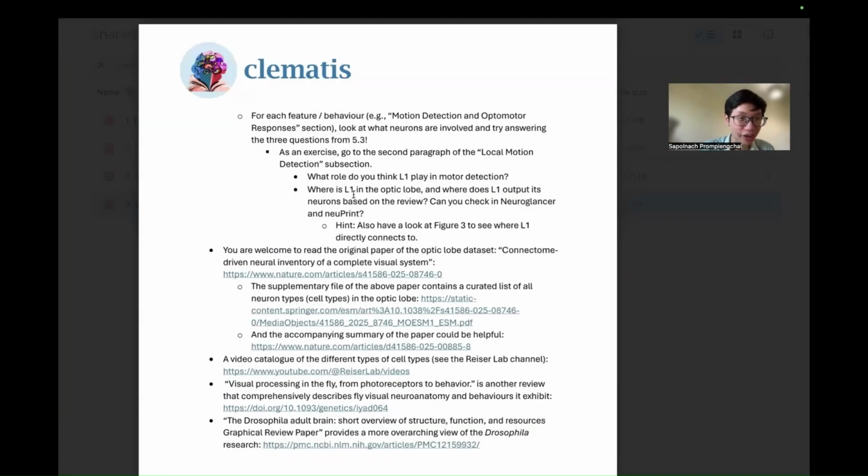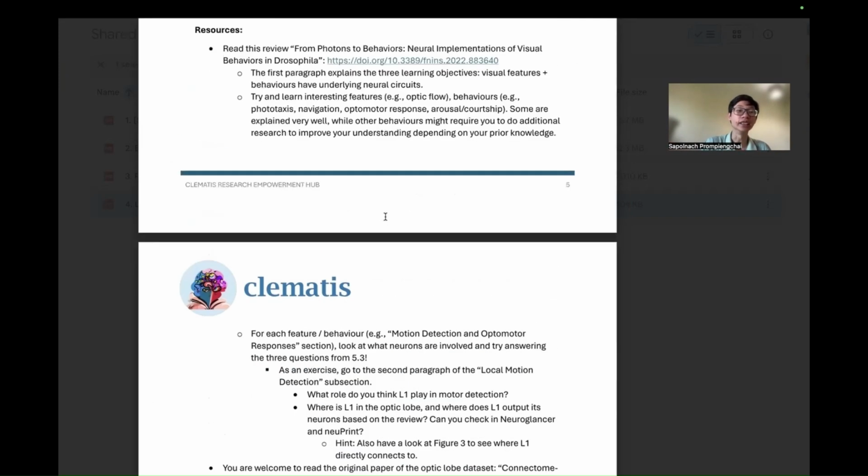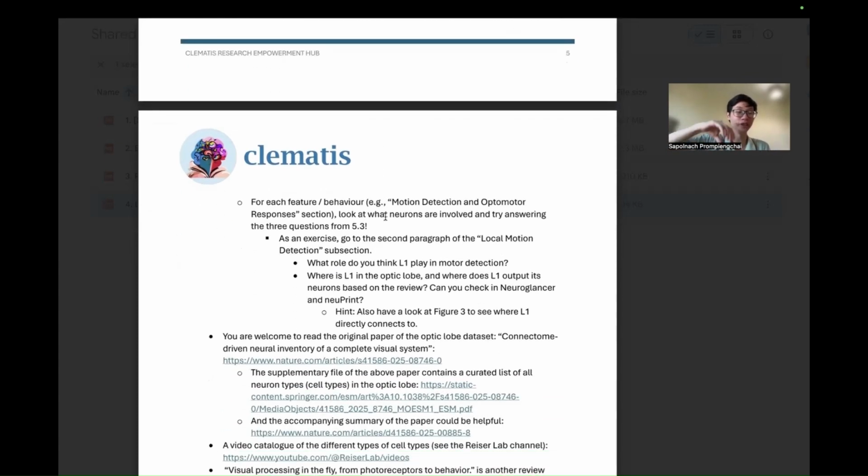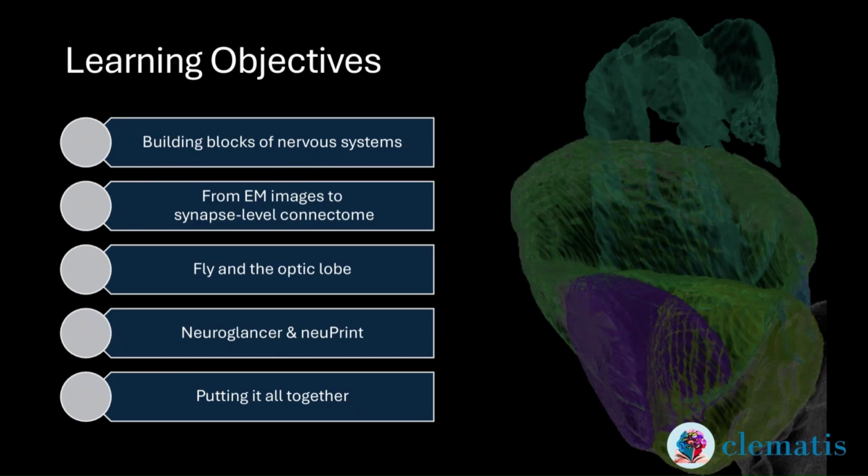But let's say you're like, I fancy studying L1, and I want to know how this plays a role in motion detection. The first thing you should do is, okay, where's L1 in the optic lobe? Where does L1 output its neurons based on the review? And does it match with what you see in Neuroglancer and neuPrint and so on? So this is the exercise that Archie has been showing you. And in the resource guide as well, we try to write it down in text. Hopefully one of the ways of communicating works for you. And as always, if you have any questions, hopefully that helps.